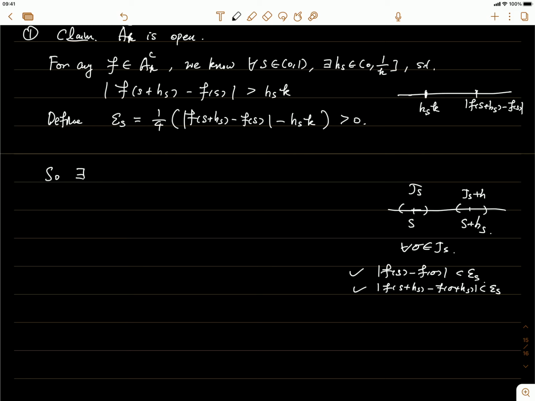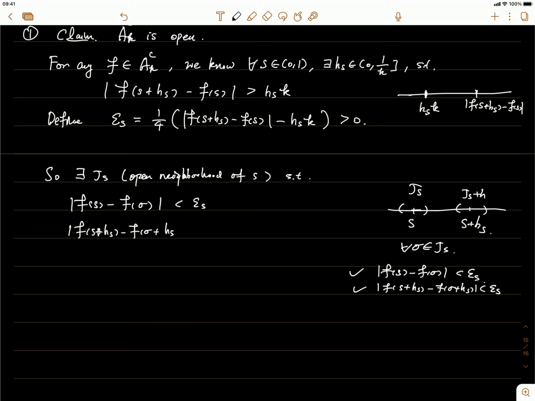So there exists a Js, which is an open neighborhood of s, such that f of s minus f of sigma is less than epsilon s, and f of s plus hs minus f of sigma plus hs is less than epsilon s. Okay, so let's see what that is. This is s, and I'll have some sigma here. And this is s plus hs. And here I'm going to have the same, just shifting it by hs. I'm going to have sigma plus hs. So what I can show is that there exists some Js that is small enough so that for any sigma in Js, these two hold.